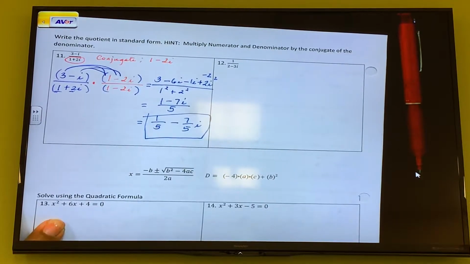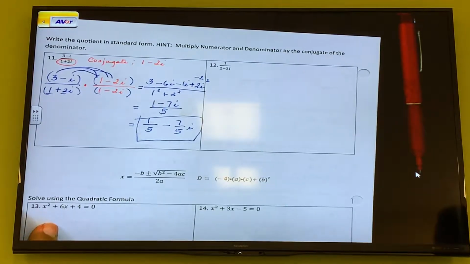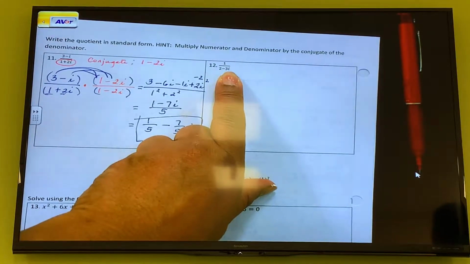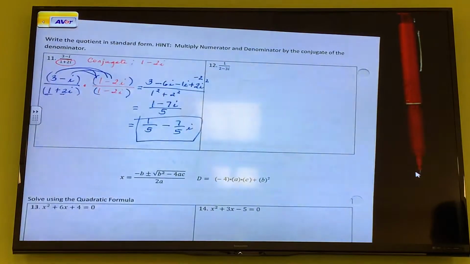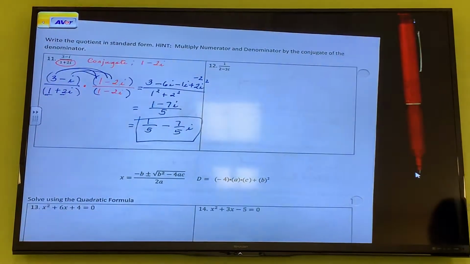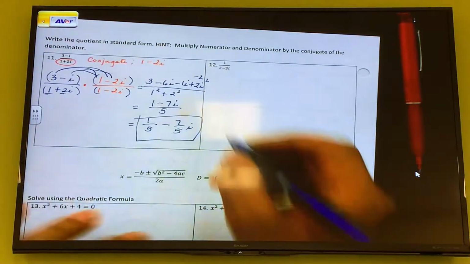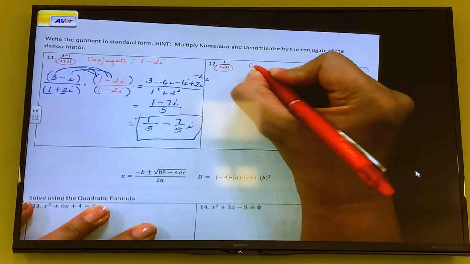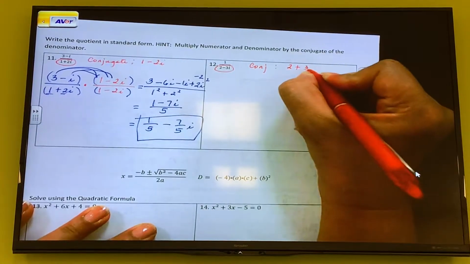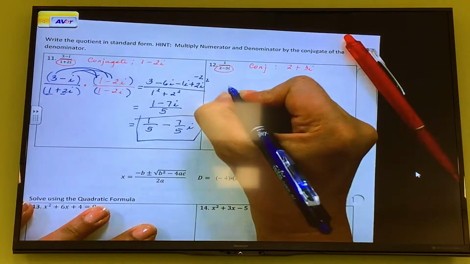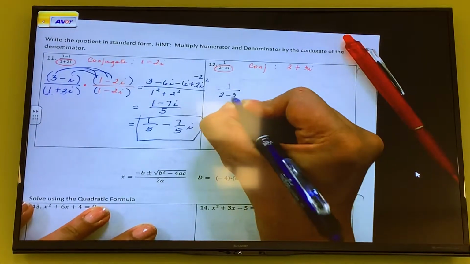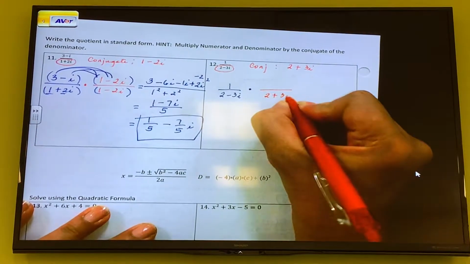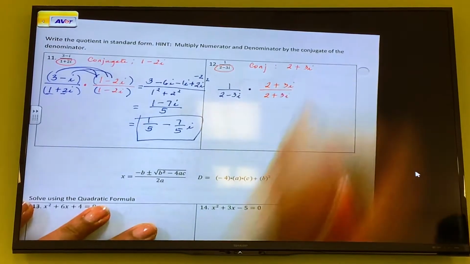All right, number 12. You have 1 divided by 2 minus 3i. And again, we cannot have i in the denominator. So to get rid of it, we're going to multiply by the conjugate. Every time that you have an i that you need to remove, you multiply it by the complex conjugate, if it's in the denominator. So what is the conjugate of 2 minus 3i? 2 plus 3i. So we're going to multiply the original problem, 1 over 2 minus 3i, by the conjugate. So we're going to multiply it by 2 plus 3i, and 2 plus 3i in the numerator as well.